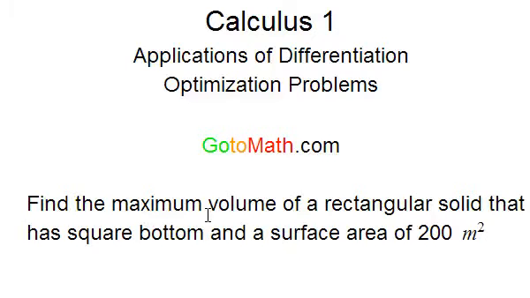Alright, we are working optimization problems. Like I said earlier in some previous problems that we worked, these problems are going to get just a little bit more difficult. In this particular one, we're going to be finding the maximum volume of a rectangular solid that has a square bottom and a surface area of 200 meters squared. Actually, we're not going to find the volume, but we want to maximize the volume. We're just going to find the dimensions of this rectangular solid. So let's get started.